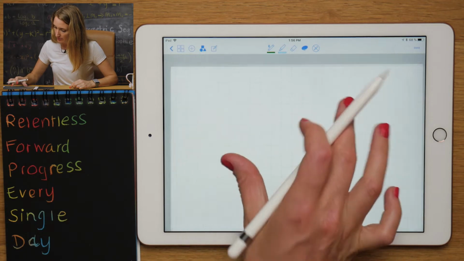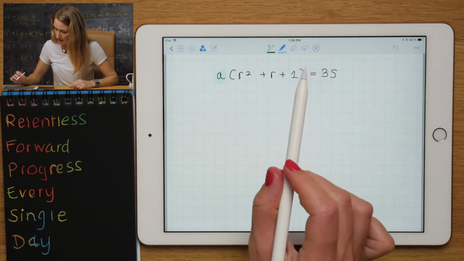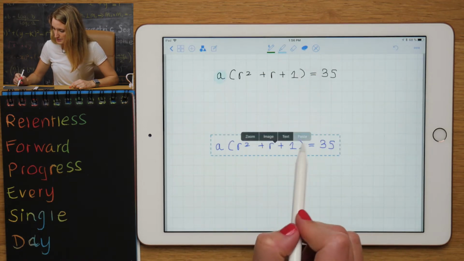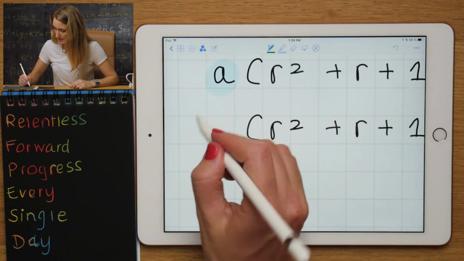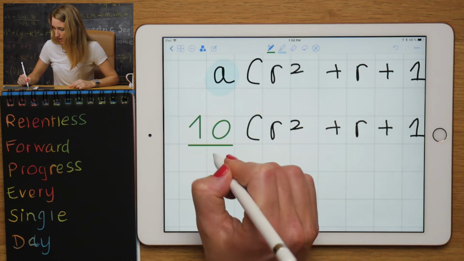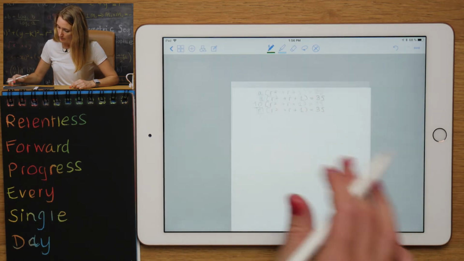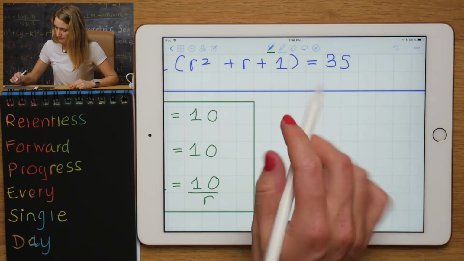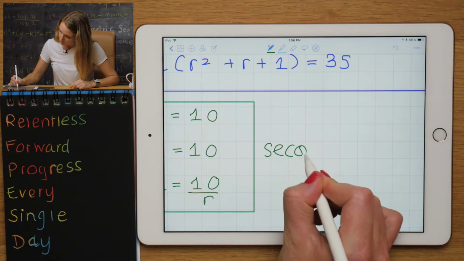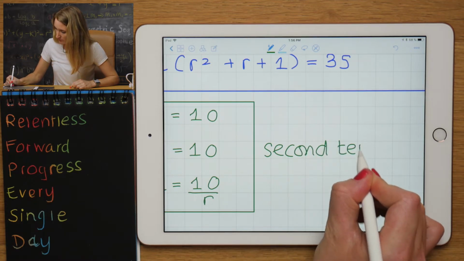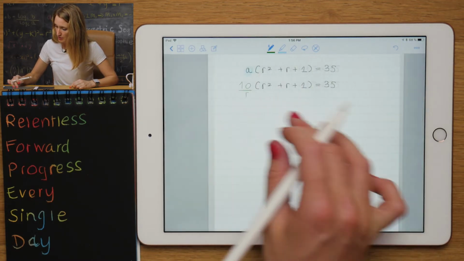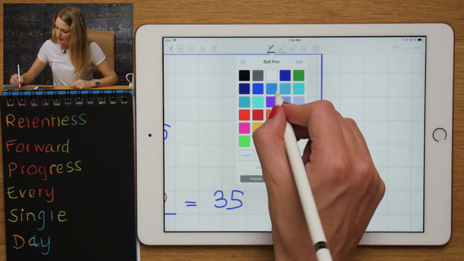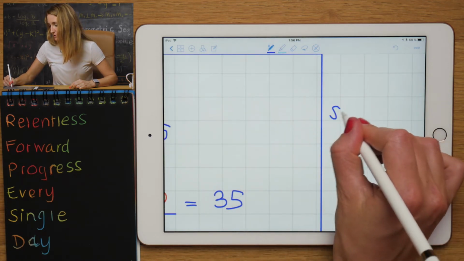Let's start a new page. So this A here, we're going to change it into 10 over R, from here, from that second piece of information about the second term. So everything in green is about the second term, and everything in blue is about the sum of the first three terms.